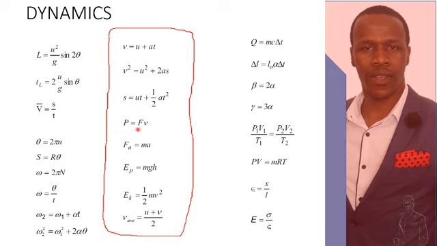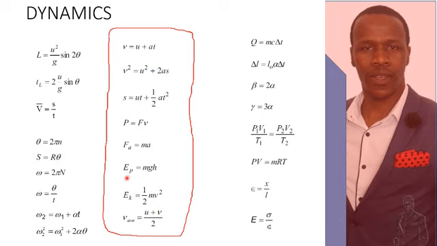Then P is for power, F is for force, V is for velocity. FA is for accelerating force, M is for the mass throughout. A, just like there and there and there, is still for acceleration.